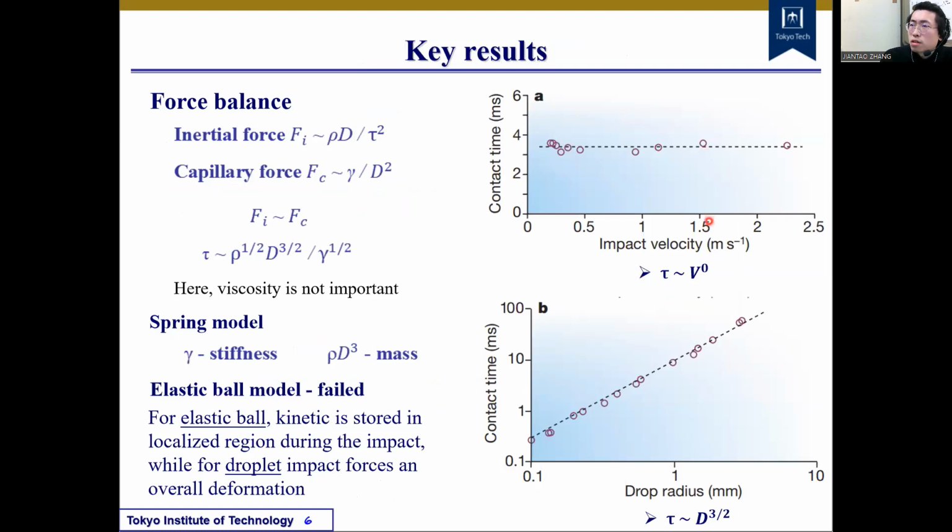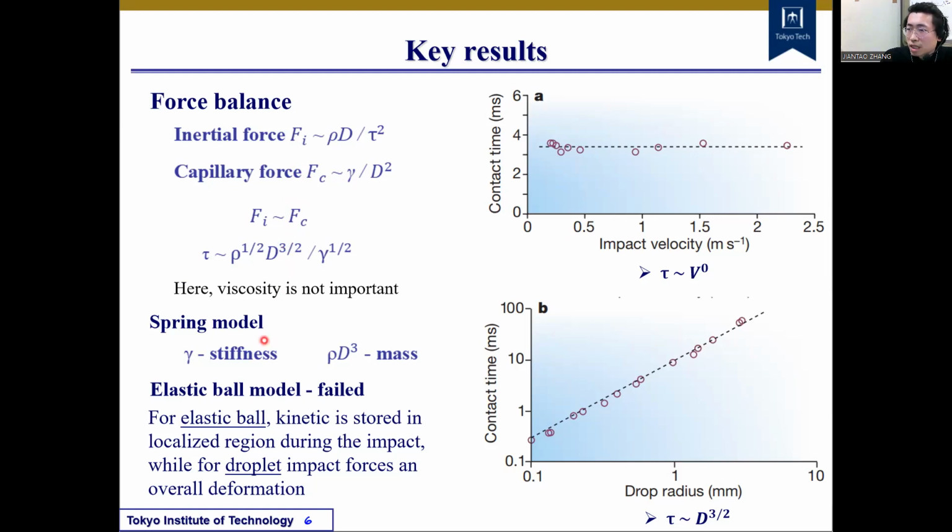The main results show that the contact time does not depend on the impact velocity and has a power law dependence on diameter with an exponent of 3/2. It can be understood by a force balance of inertial and capillary force. The inertial force is scaled like this, the capillary force is scaled like this, and we can derive a contact time in the form of this. It is worth mentioning that here the viscosity is considered to be unimportant.